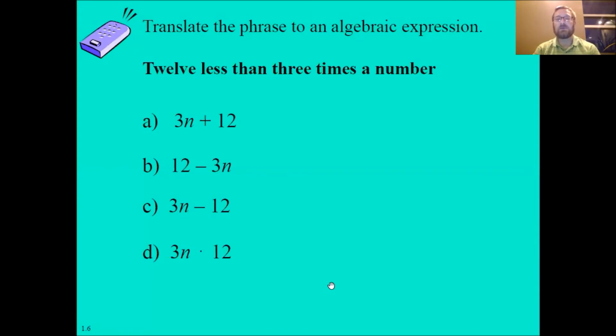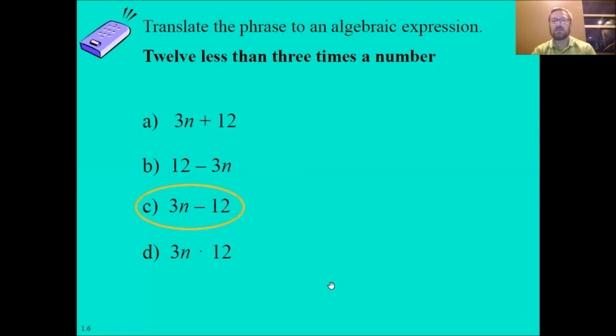Here's some examples. So go ahead and pause this video and answer this question. Take as long as you need. All right, welcome back. The correct answer is C. That's what 12 less than 3 times a number is. Hopefully you got that right and didn't just let the video keep going.